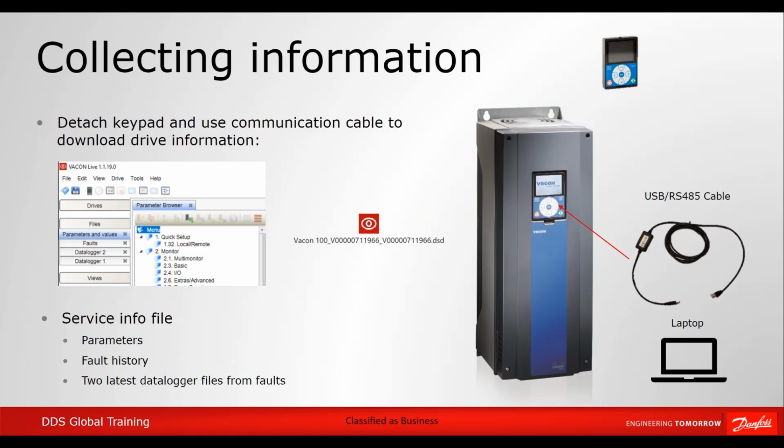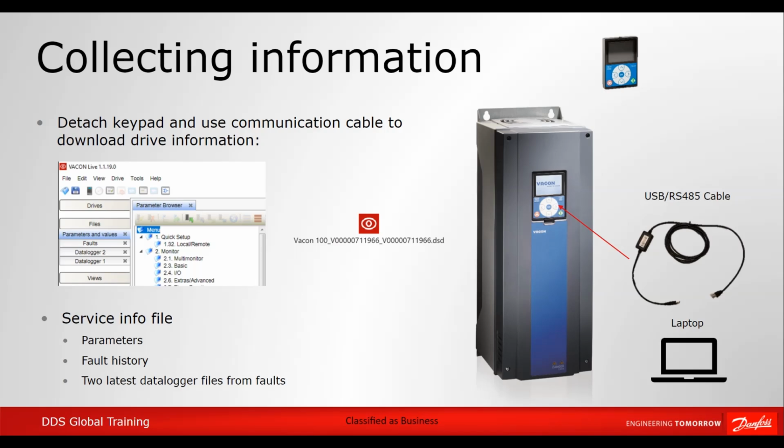Service info contains parameters, fault history and the 2 latest Datalogger files. In addition, the service info can be loaded by using a normal Ethernet cable, through the control unit Ethernet port. As a drawback, if using a normal Ethernet cable, the software upgrade is not possible to execute.